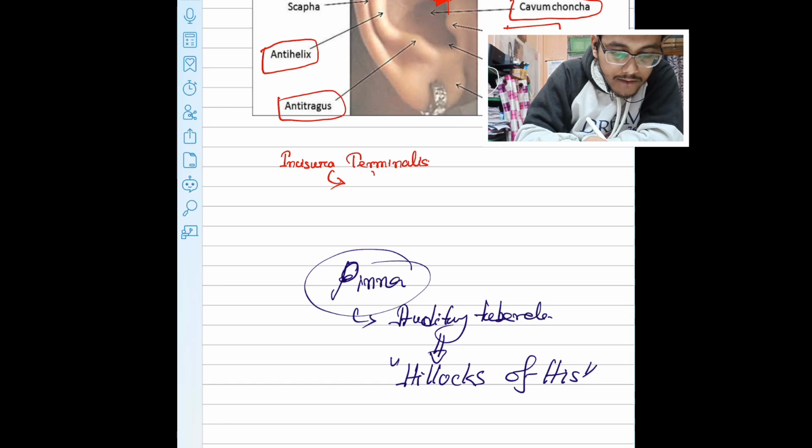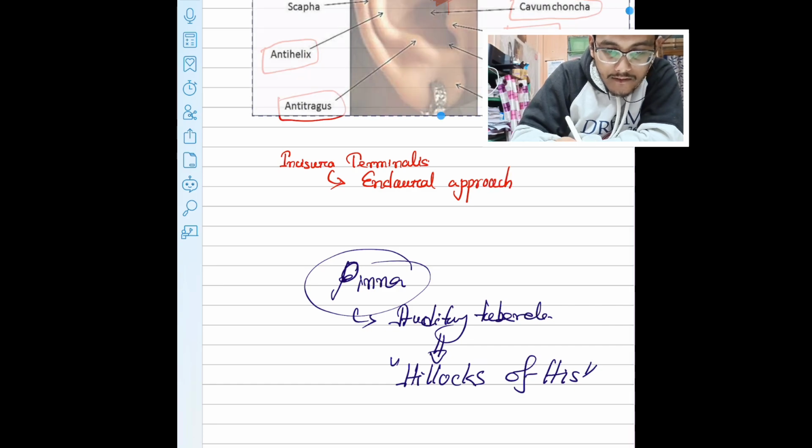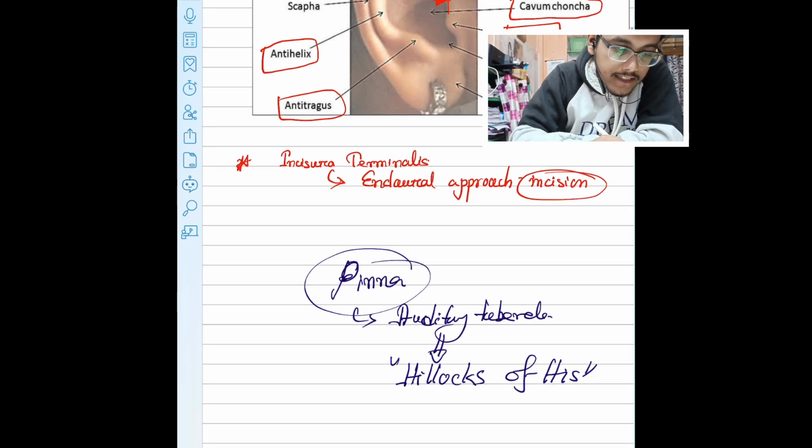What is the clinical importance in the endaural approach? The endaural approach for ear surgery. For the endaural approach we use this area. We give the incision, the incision is made in this area. That is the clinical importance of incisura terminalis. Right? This much is okay.